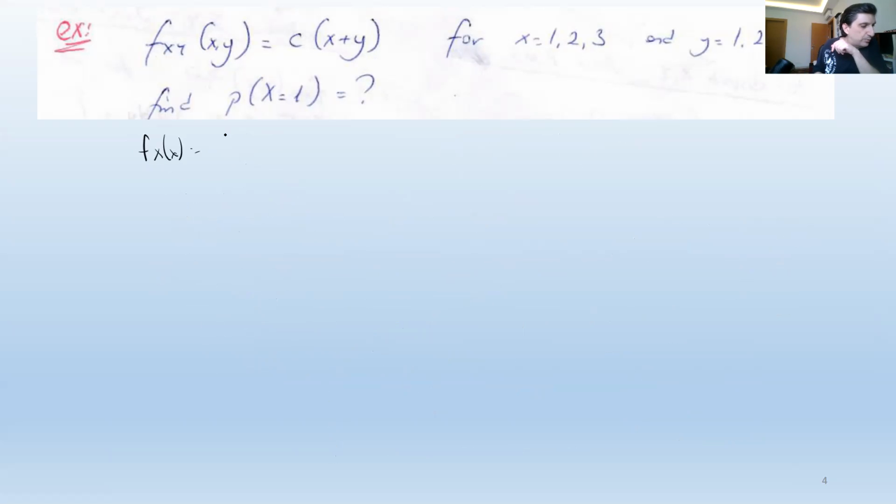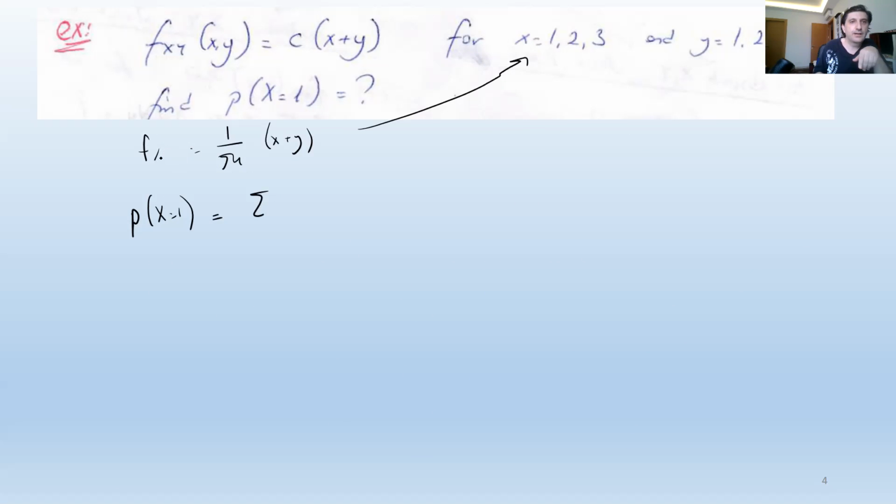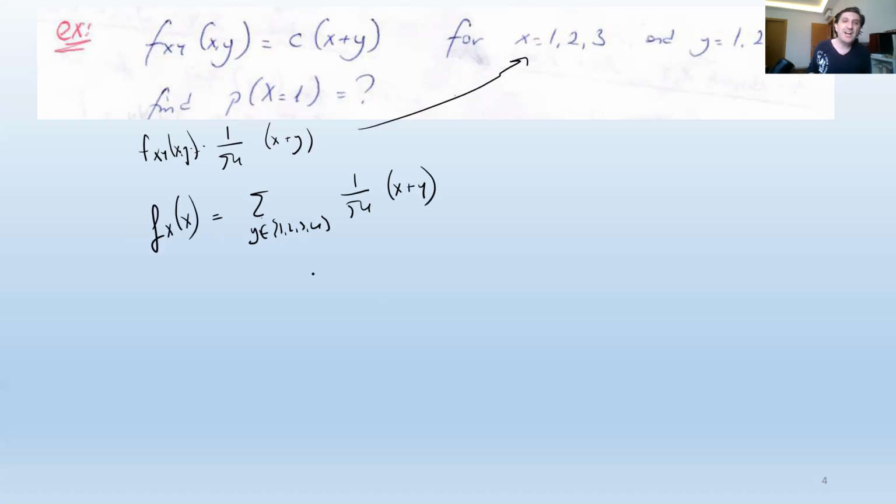This is going to be equal to, what was the value? 1 over 54 (x plus y), with the x and y values given here. So now the probability mass function f_X at x equal to 1 is going to be equal to the sum over y values here, so y is an element of 1, 2, 3, and 4, of f_XY, 1 over 54 (x plus y). This is going to be the marginal probability mass function of x.